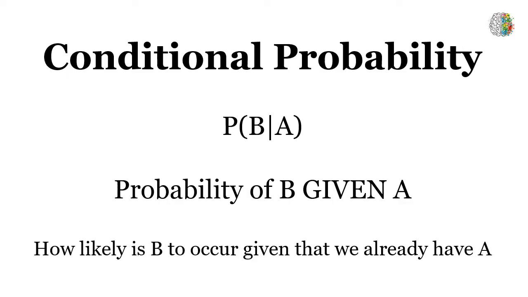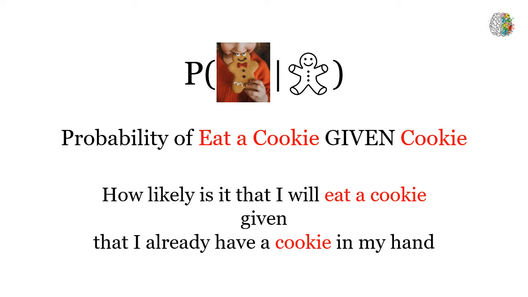Conditional probability is when we have the probability of B given A. So that's the same thing as saying how likely is B to occur given that we already have A. So if I have the probability of eating a cookie given a cookie, that is the same thing as saying how likely is it that I will eat a cookie given that I already have a cookie in my hand.